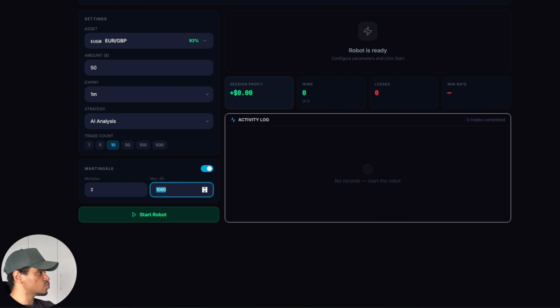Change the amount to 2. Max is going to be 100. And it's going to only do 1 martingale trade, 5 trades, 15 seconds, and this is gonna be the last trade that we execute. So let's run it and let's see if we are able to make it or if we're gonna be taken out. Start robot.